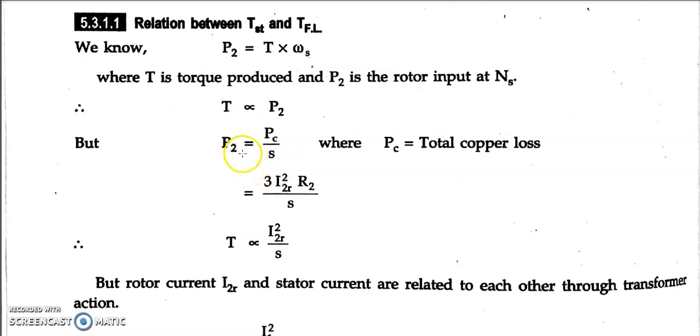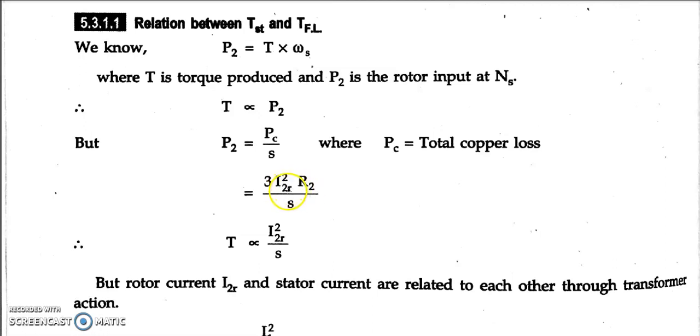So whatever the rotor input is, it is 1 by S times the total copper loss. And we know that copper loss is defined by I square R, but here since we have three phases, I have to consider all three phases, so it will be 3 I square R. And again I have to add suffix 2. Why? Because in the rotor we have R2 resistance, which you already know.